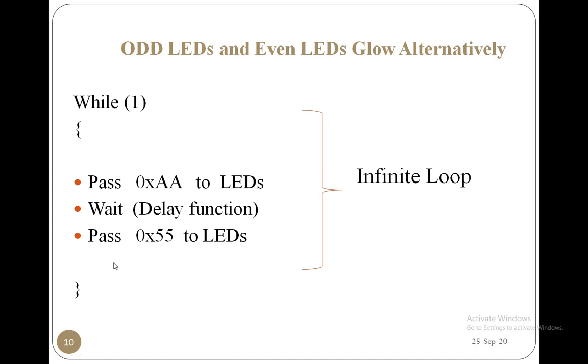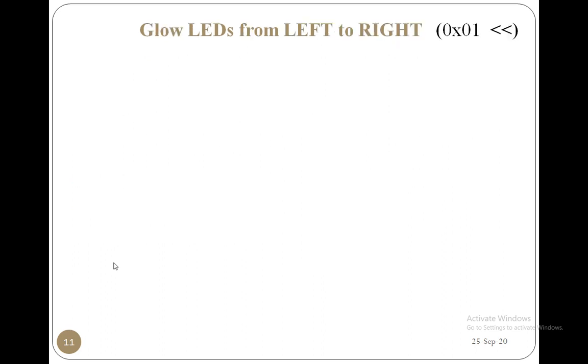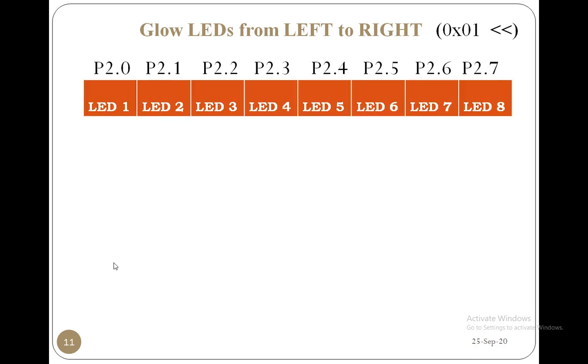Now suppose I want to activate the LEDs from left to right and right to left. That thing we'll see: how to activate the LEDs from left to right and right to left. Left to right means left contains the 0th pin and right contains the 7th pin. That is the important point you have to remember on the board. That is, here port 2.0 is the left and port 2.7 is the right. So the LEDs have to glow from left to right.